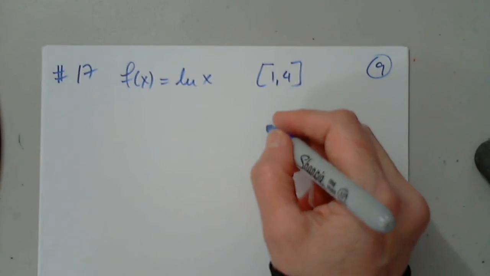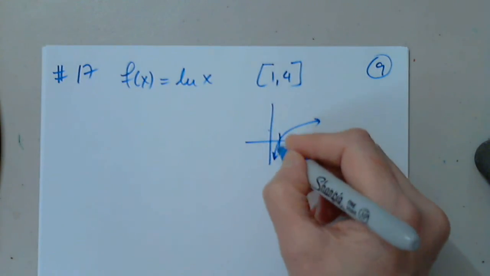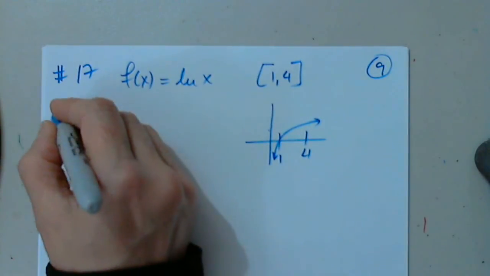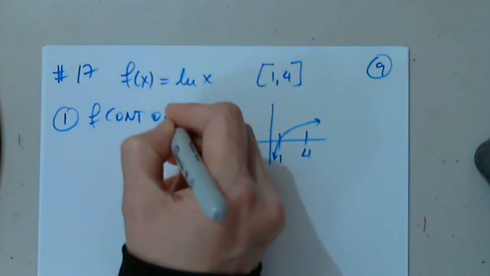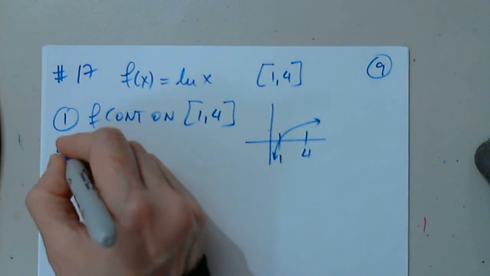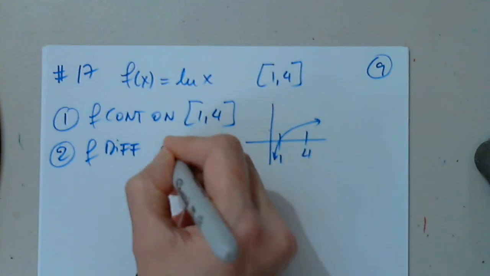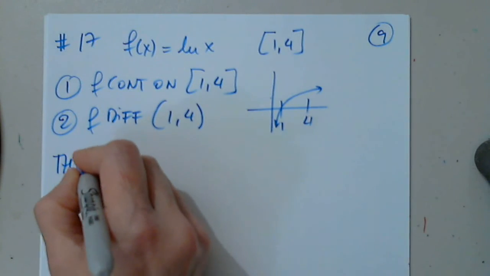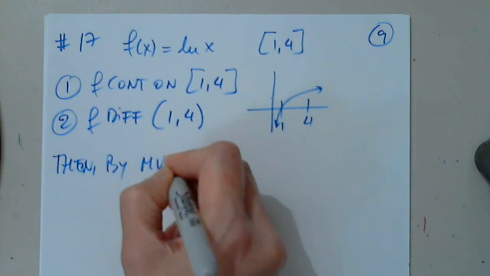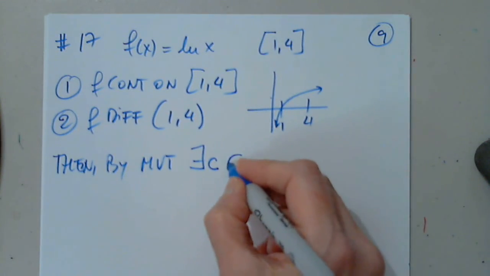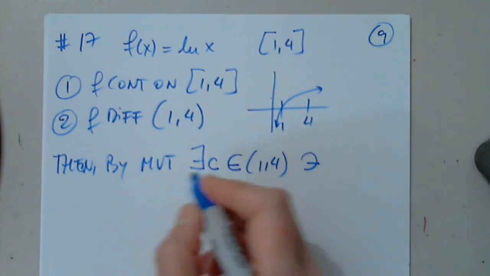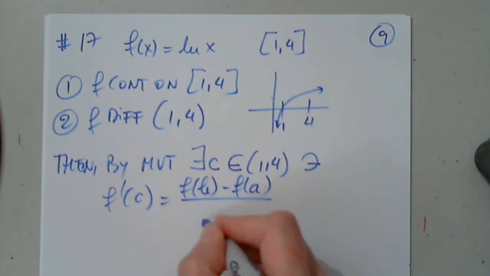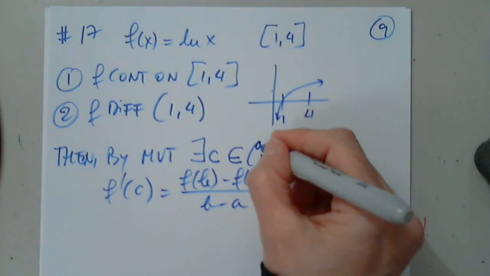Good. So we know the graph of natural log. We know that this is 1 and this is 4, obviously continuous and differentiable everywhere. But I have to write it. 1. F continuous on [1, 4]. 2. F differentiable at least on (1, 4) open. Then by MVT, there exists a C in the open interval (1, 4) such that f prime of C equals f of B minus f of A over B minus A, where this is A, of course, and this is B.